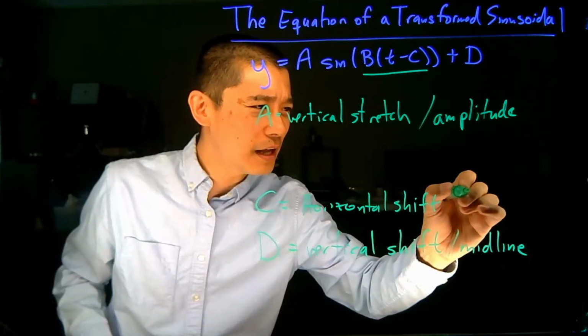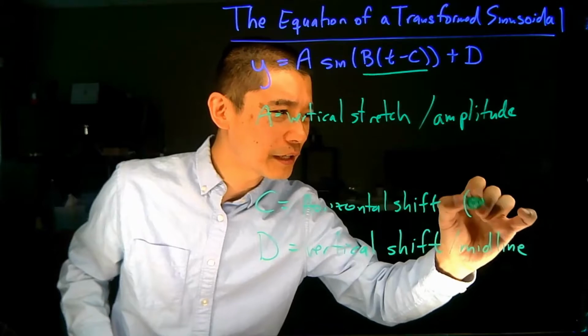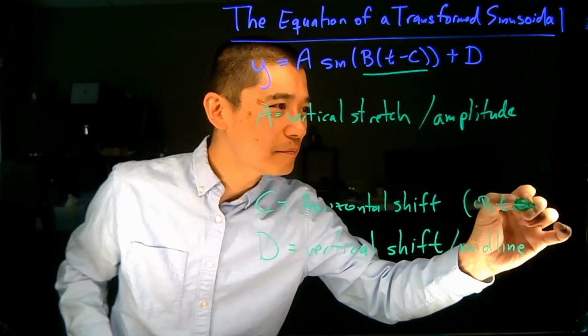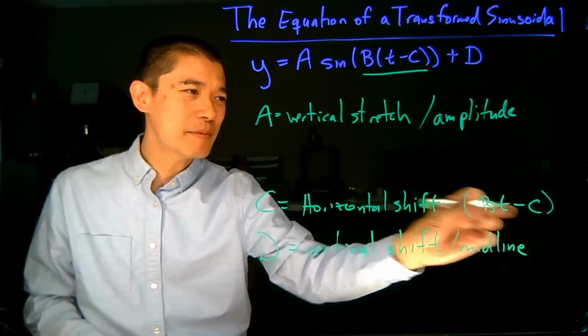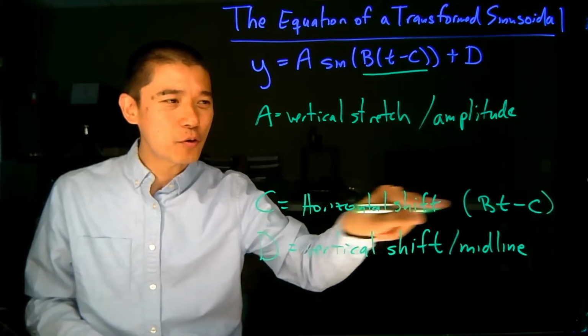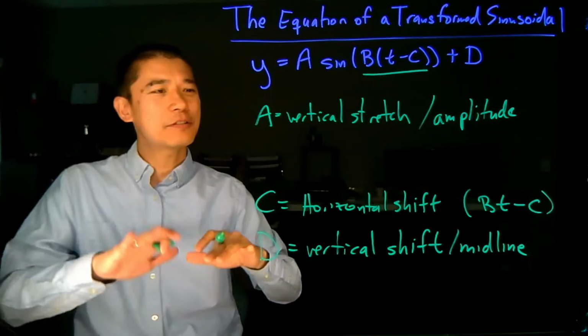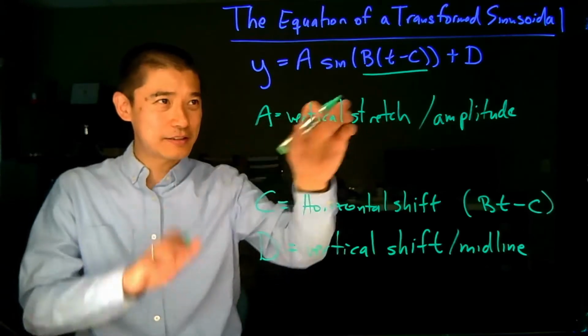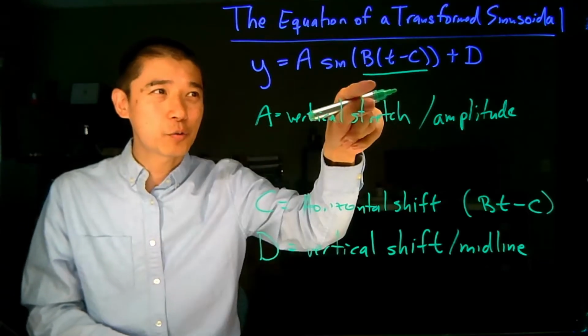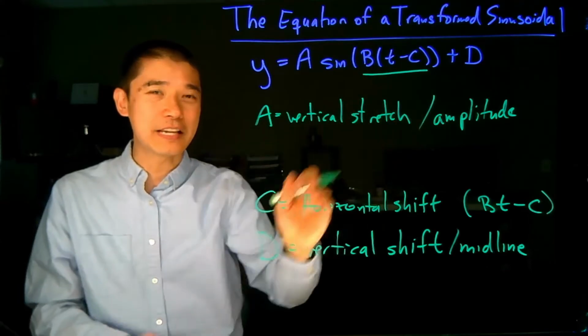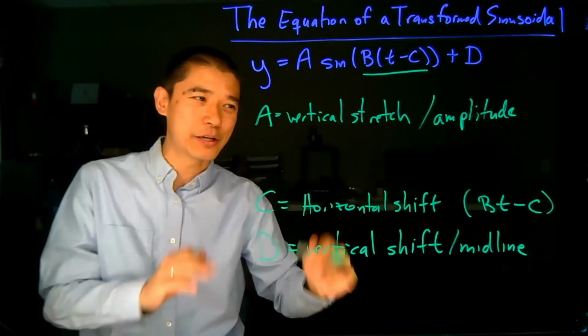And so I'll show you what it looks like. It would look like bt minus c like this. If the t minus c is not inside parentheses, the horizontal shift is actually a different value. And that's just one of the annoyances of this thing. And so just pay attention to how it's presented. We're going to use this presentation here so that the c actually corresponds to the actual amount of horizontal shift.